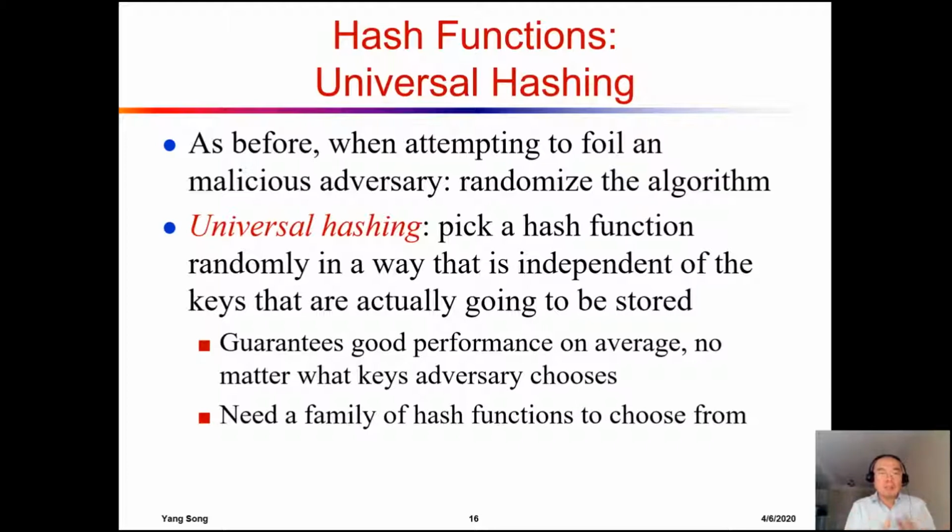So instead of relying on only one hash function, we rely on a lot of hash functions, and we pick one of them randomly, independent of the keys we are actually going to store. So it's guaranteed that on average, we are going to have good performance of the hash table. However, to do that, we do need a family of hash functions that we can choose from. This will be the topic we are going to solve very soon.